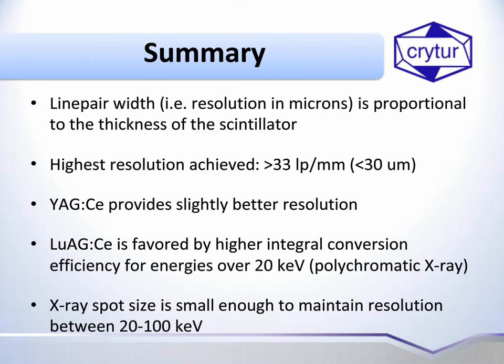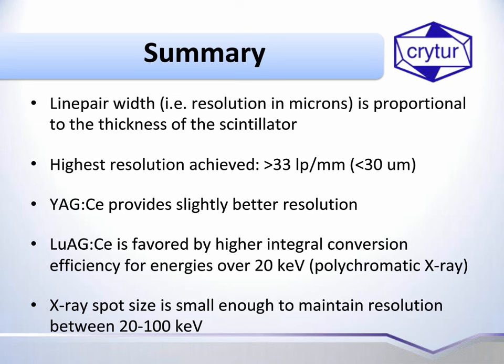First of all, what we actually measured with Zyla is that the line pair width, which is the resolution in microns, is proportional to the thickness of the scintillators. So it means if you have a scintillator of, let's say, 100 microns, you can expect a resolution in line pair thickness of about 100 microns with YAG or LuAG.